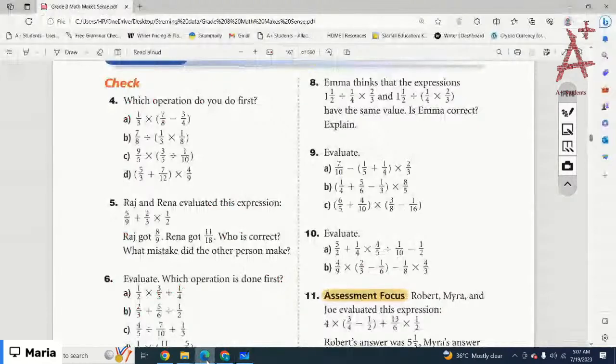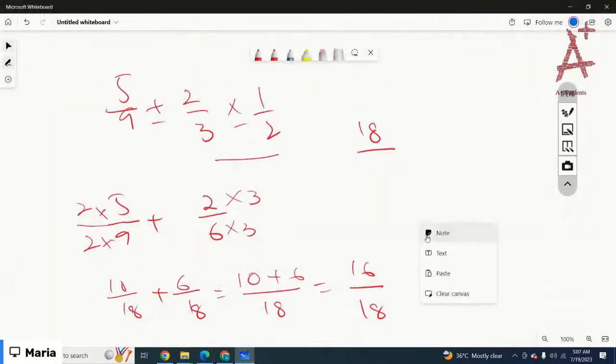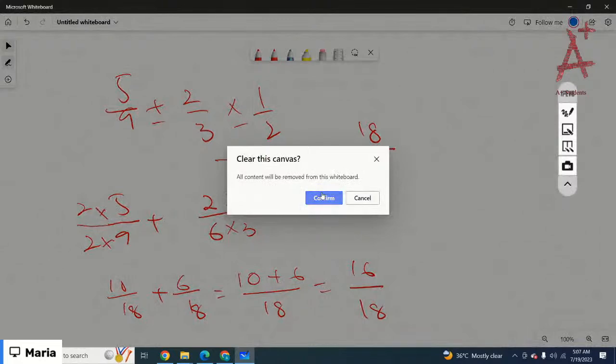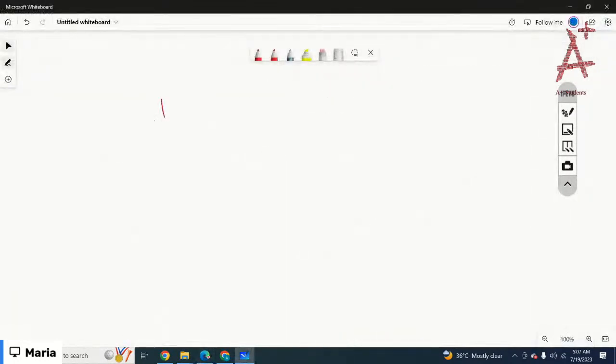Question number 6. Evaluate which operation is done first. Okay, let me just write it down. Question number 6a on the board. Then we'll see which operation we're going to perform first. 1 over 2 times 3 over 5 plus 1 over 4.